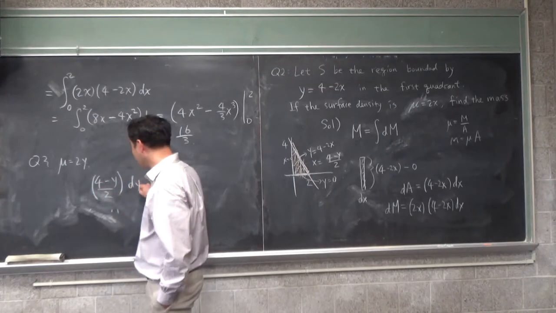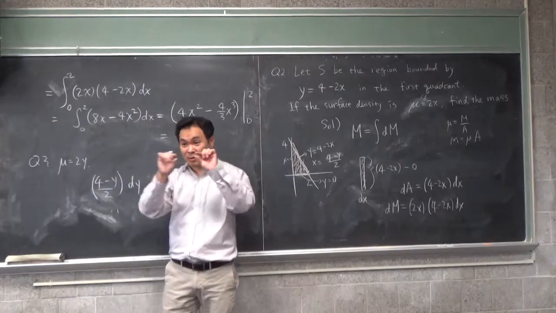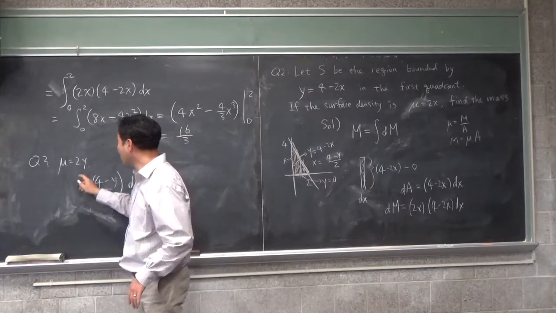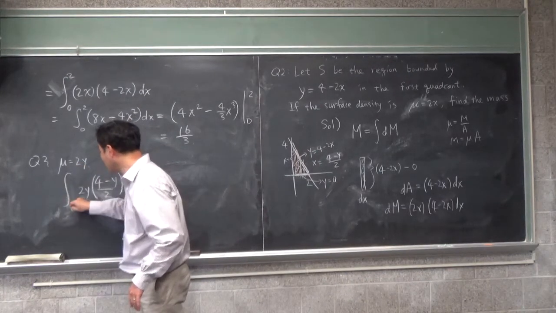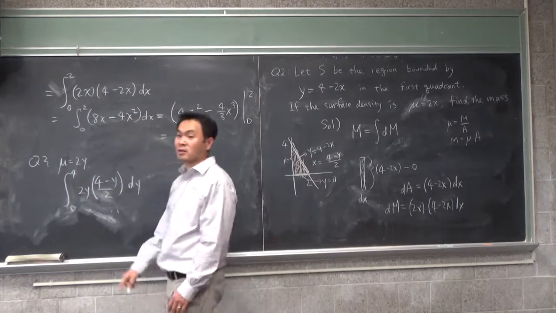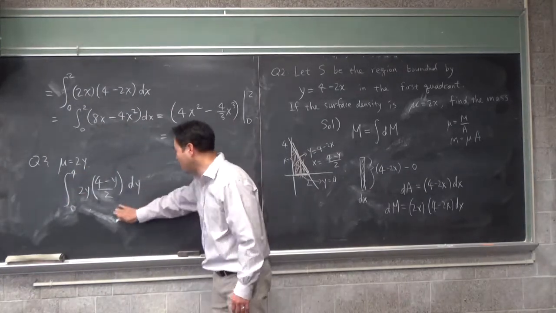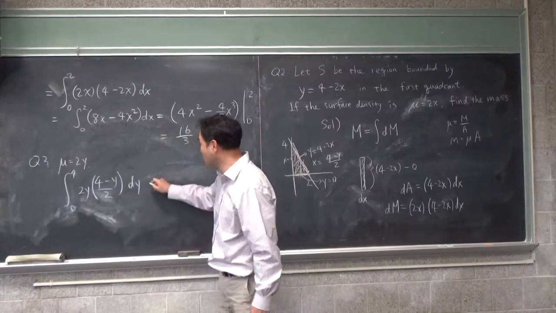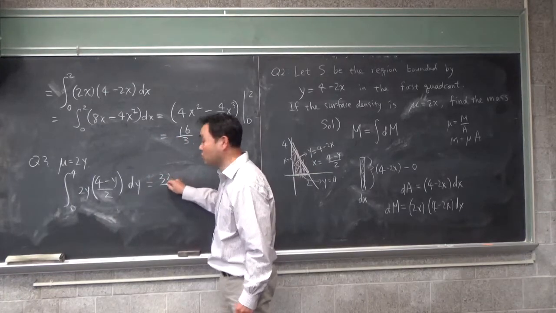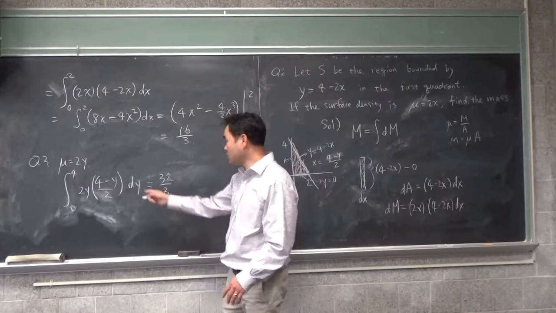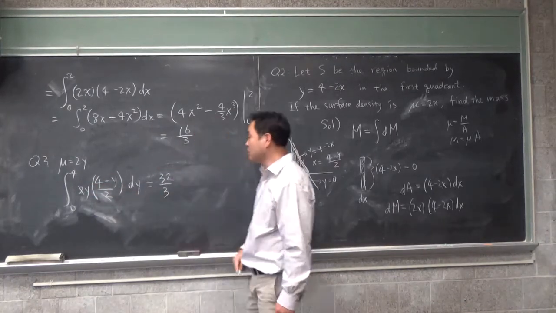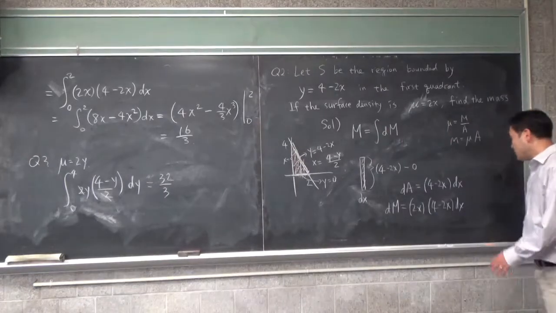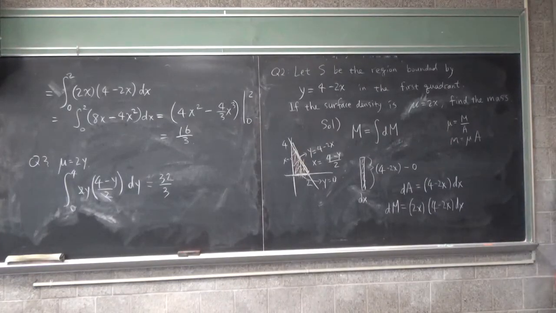Times dy gives you the horizontal strips, very thin ones, times our surface density, and y goes from 0 to 4. And that's what you have to calculate, and I actually did this calculation before coming here, so I know the answer. It will become 32 over 3. It's a simple calculation. You just have to cancel the 2's and multiply out.